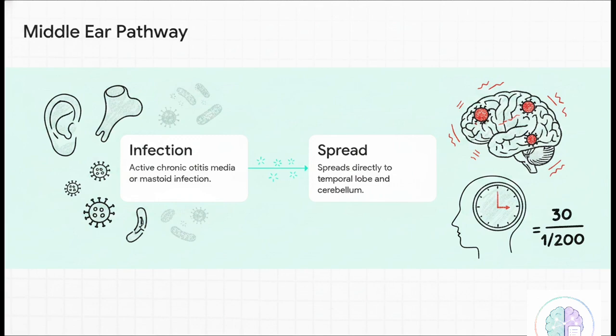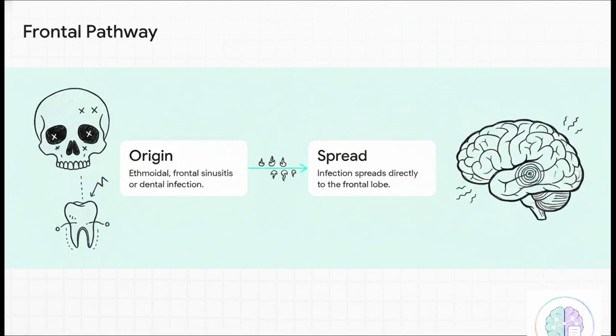To put this into perspective, the compounding lifetime risk for a 30-year-old walking around with active chronic otitis media sits at about a 1 in 200 chance of developing a brain abscess. Path number 2 involves ethmoidal or frontal sinusitis or odontogenic, meaning dental, infections. These guys will push directly into the frontal lobe. Now, odontogenic spread is fairly rare, but when it does happen, it's highly associated with the patient having had a dental procedure within the past 4 weeks.